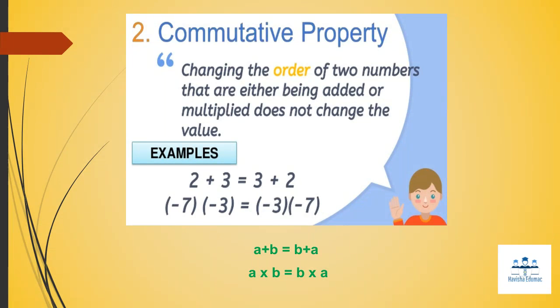Second property is commutative property. Changing the order of two numbers that are either being added or multiplied doesn't change the value. That is, a plus b is equal to b plus a and a into b is equal to b into a. For example, 2 plus 3 is equal to 3 plus 2. Minus 7 into minus 3 is equal to minus 3 into minus 7.